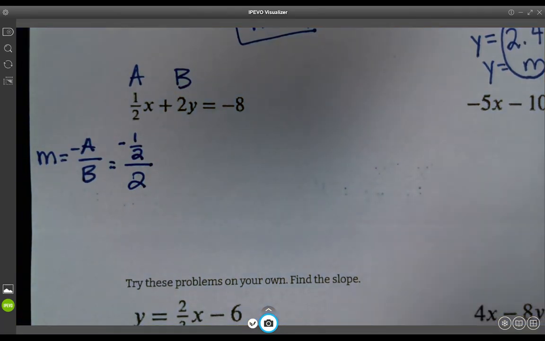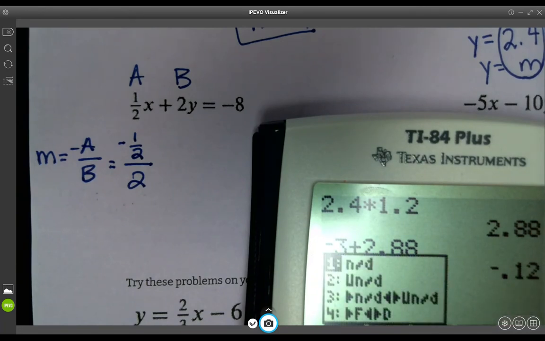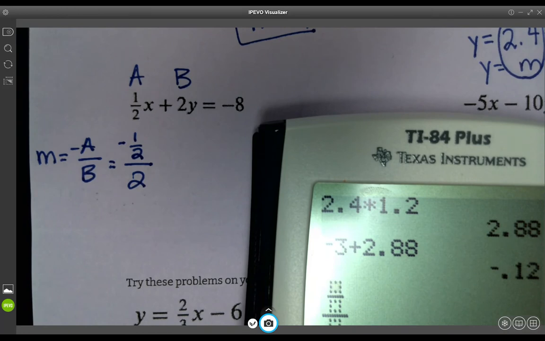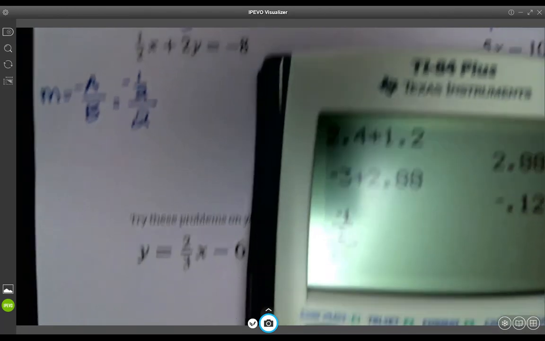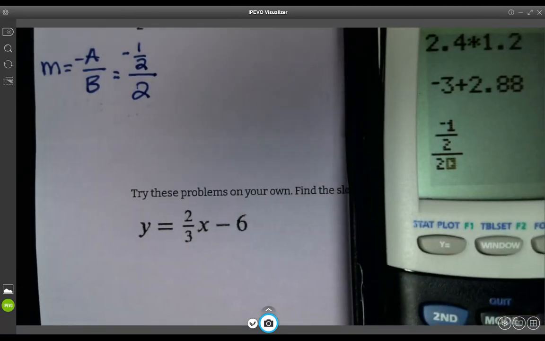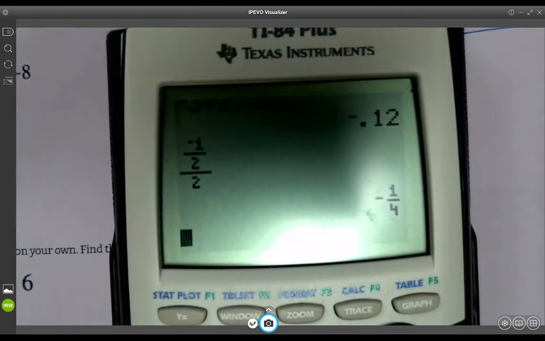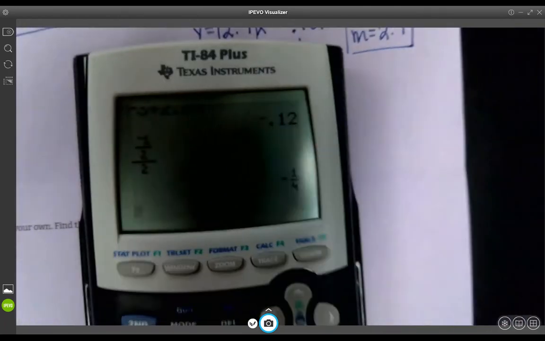Put that in the calculator. Alpha y equals. You do another alpha y equals and put another fraction in there. So look how I put mine in. -1 over 2 divided by 2. But it comes out to be -1/4.